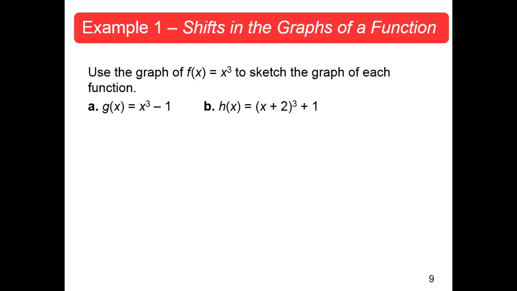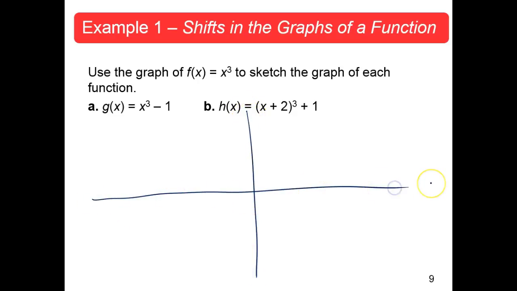So here's example 1. Use the graph of f of x equals x cubed, that's going to be our parent function, to sketch the graph of each of these functions. Since they told us to use f of x equals x cubed, let's graph that first. There will be my y-axis, there will be my x-axis, or vertical and horizontal if you want to say it that way. You tell me how to graph this one. Give me some points.